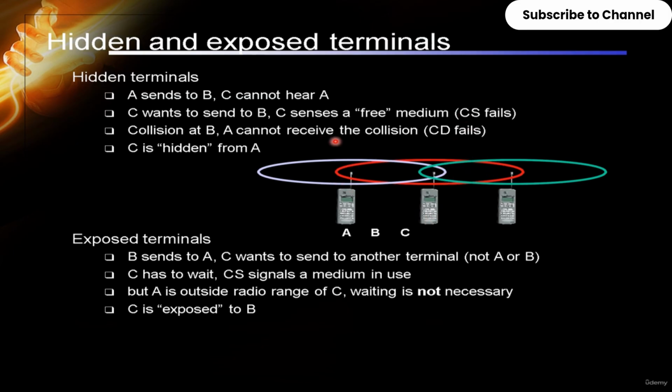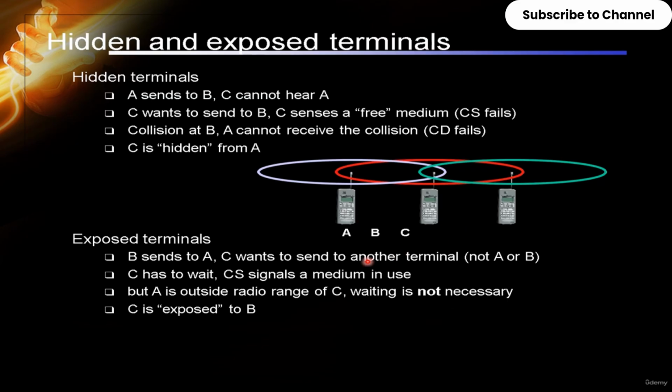So A cannot receive the collision. Since the collision is at B, A cannot receive the collision. Hence C fails and C is hidden from A. This is known as the hidden terminal problem.